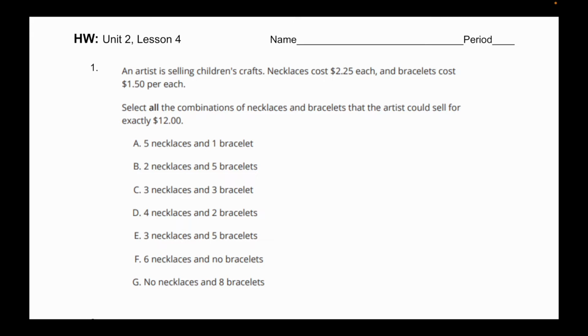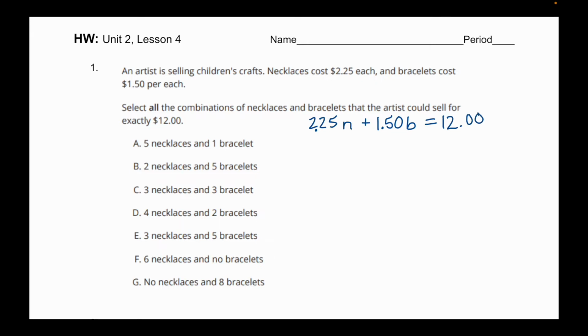So we want to multiply the number of necklaces by the price of a necklace and the number of bracelets by the price of a bracelet, and then add those up. I know they didn't ask us to create an equation for it, but if we did, it would be 2.25 for n, the number of necklaces, and we would add 1.50 for every bracelet, and we would want that to equal $12.